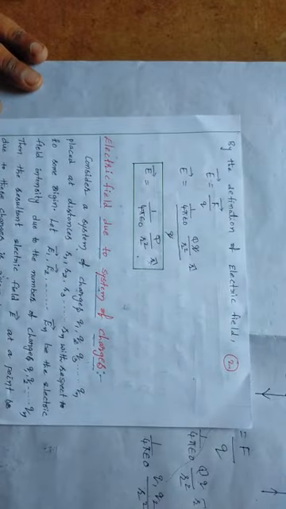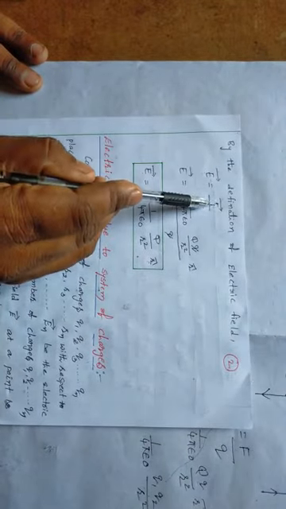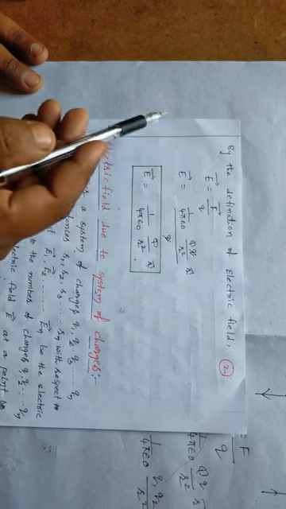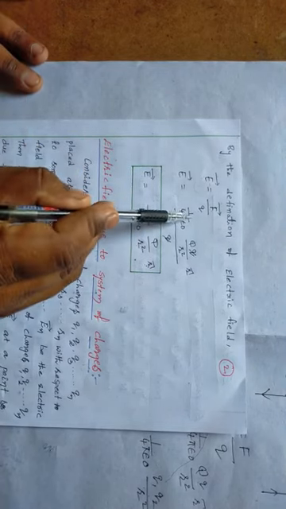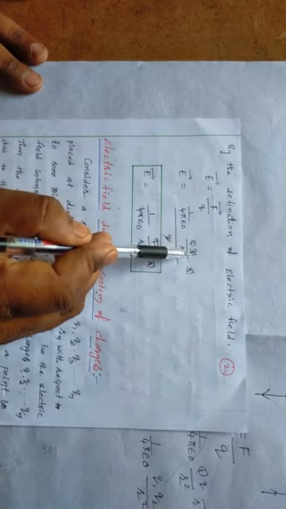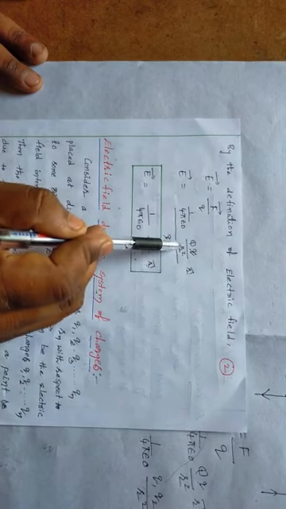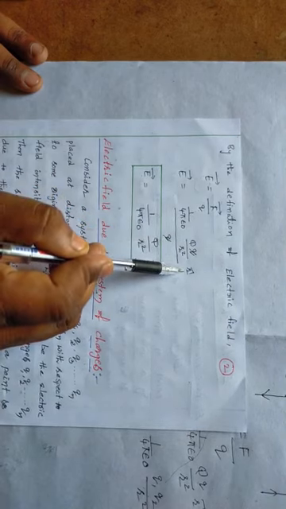Now by the definition of electric field, E bar equals F bar by Q. F bar means force, and we have just seen the force formula: 1 by 4 pi epsilon naught capital Q small q divided by r square into r cap.